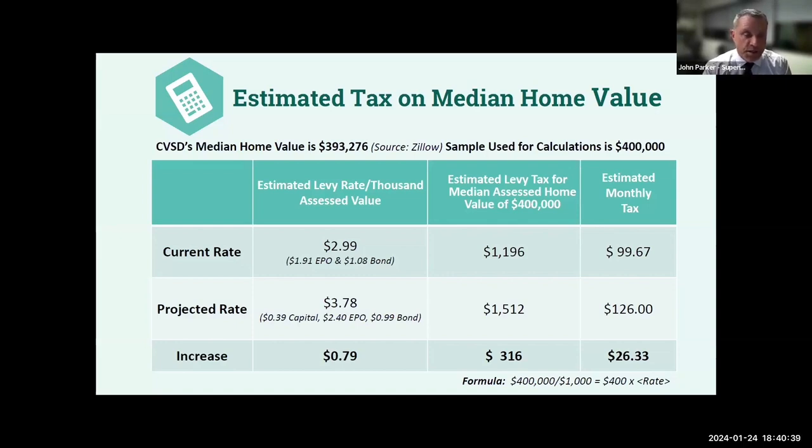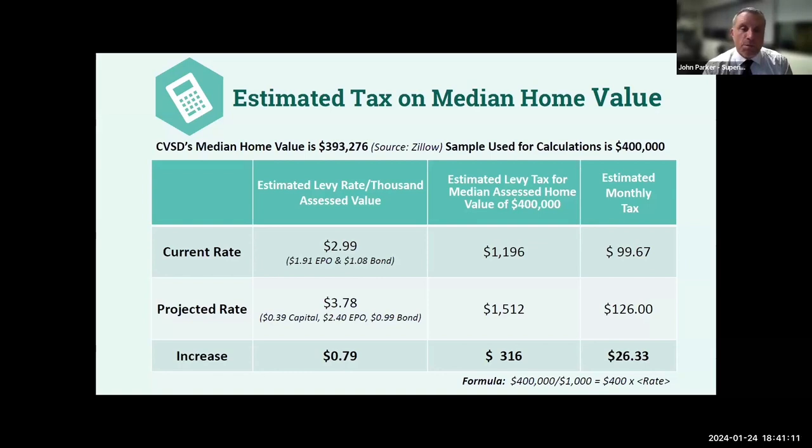And as you can see, that's the culmination of $1.91 for the EP&O from 3 years ago and $1.08 from the 2015 and the 2018 bond measure. So notice that together adds up to $2.99 per $1,000 assessed. That means currently taxpayers are paying just under $1,200 a year. And notice that the monthly tax is just under $100 a month.